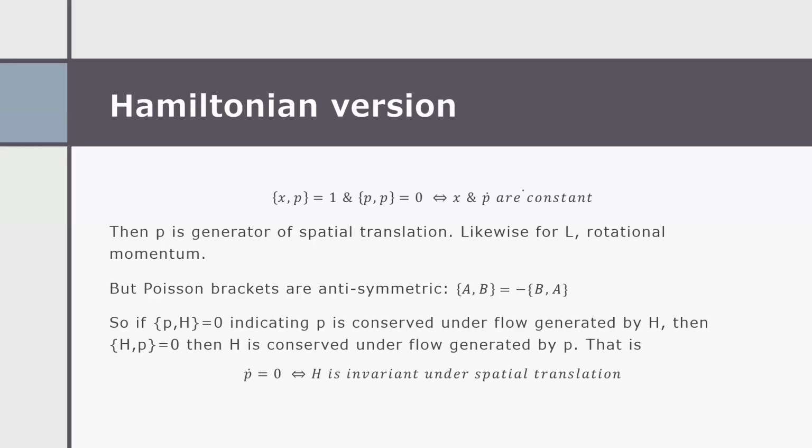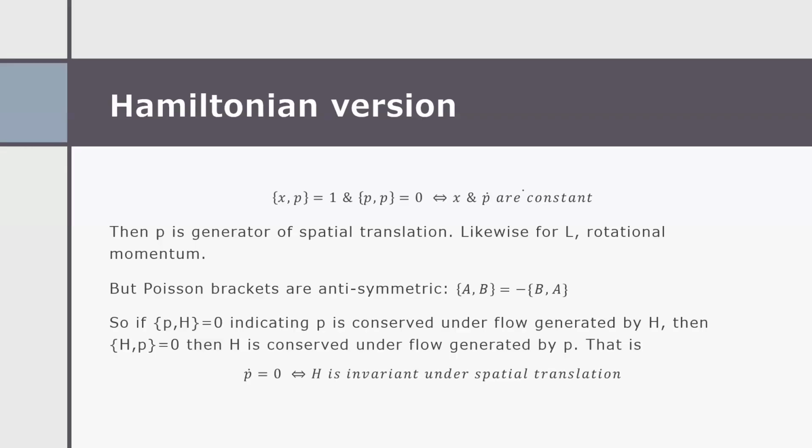And when you take x and p and bracket those, you get 1. So X bracket P is 1, P bracket P equals 0, and this is what you see in the Heisenberg uncertainty principle when you're doing the quantum mechanical bracket, which is, in a sense, derivative of the Poisson brackets. So you can say here that P is the generator of spatial translation, L, angular momentum, is the generator of rotation. But the Poisson brackets, just like the modern quantum mechanical brackets, are anti-symmetric.